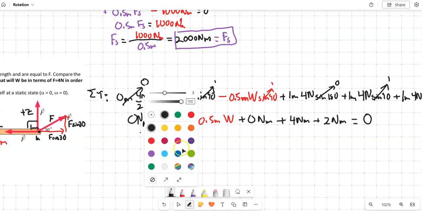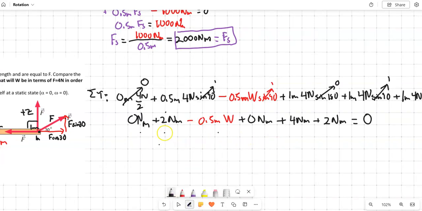So we're going to do some addition and subtraction. We're only going to do addition and subtraction on the black torques, because our red torque has a variable that we're trying to determine. So 0 Newton meters plus 2 Newton meters, that's 2 Newton meters. 2 Newton meters plus 0, that's 2 Newton meters. Plus 4 Newton meters, now we have 6 Newton meters. Plus 2 Newton meters, which is going to be 8 Newton meters. So when we sum all those black torques, that's 2 plus 4 plus 2, which is positive 8 Newton meters.